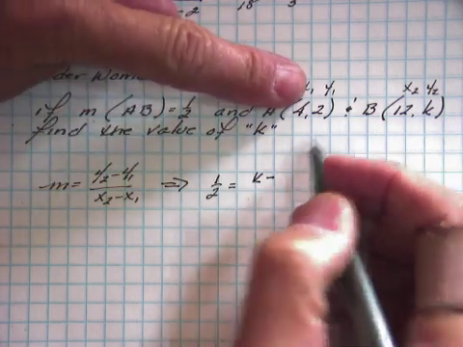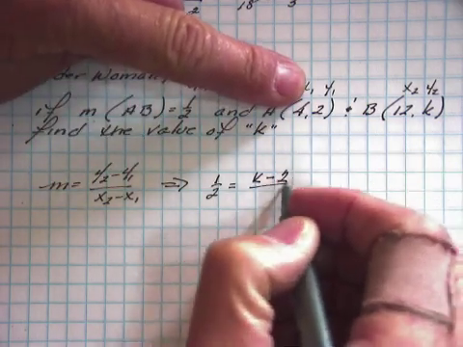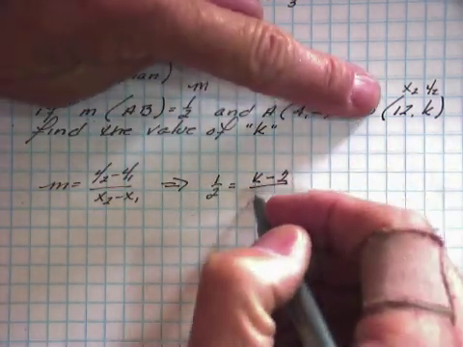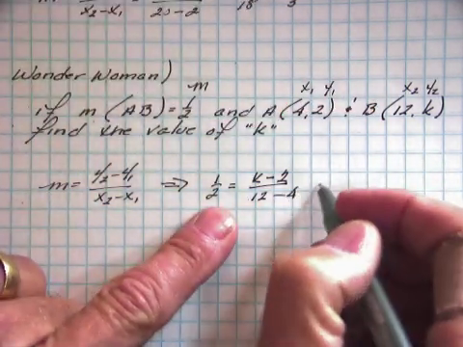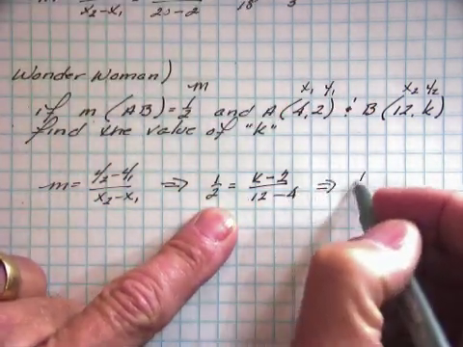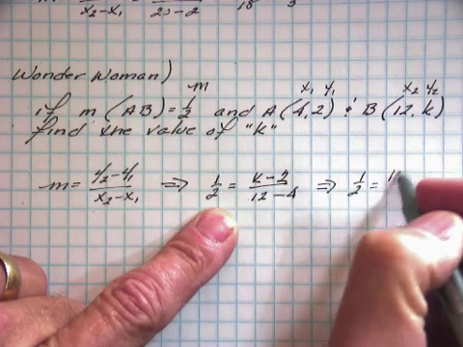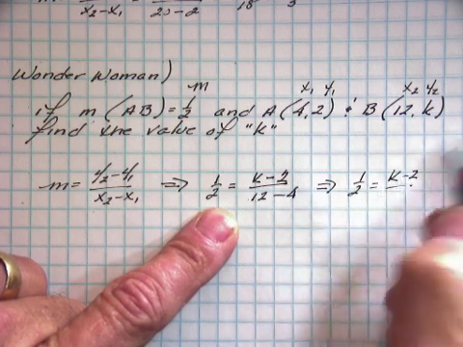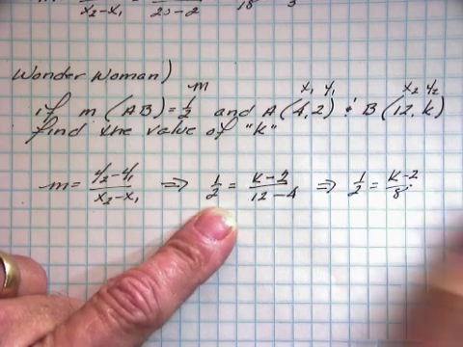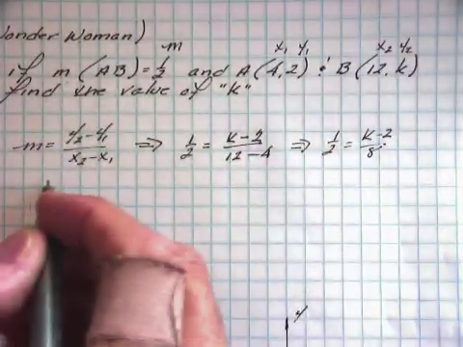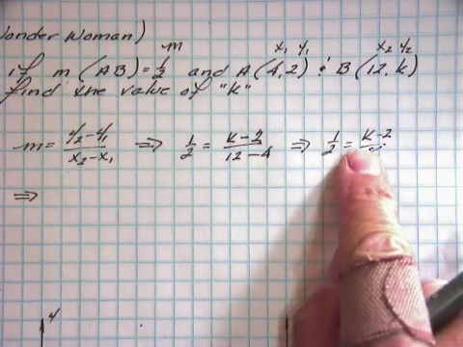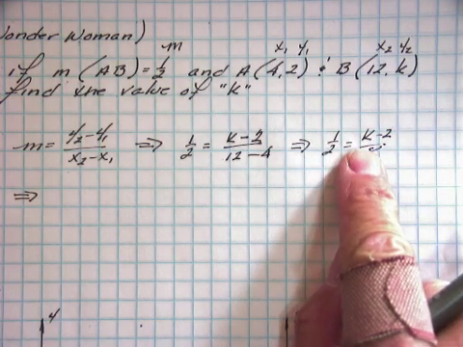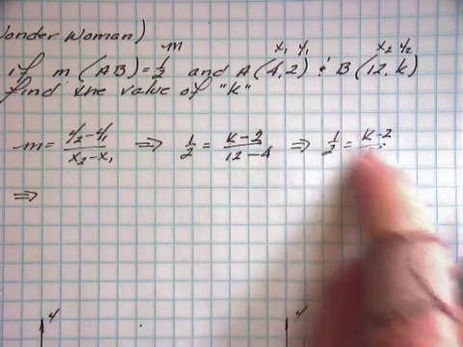Now, let's put all that information in. Okay, so the slope is 1/2 equals y sub 2 is k minus y sub 1 is 2 over x sub 2 is 12 minus x sub 1, which is 4. Well, we're going to simplify where we can. We've got 1/2 equals k minus 2 over 8, okay?